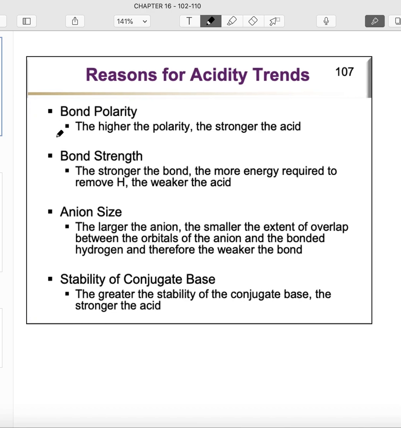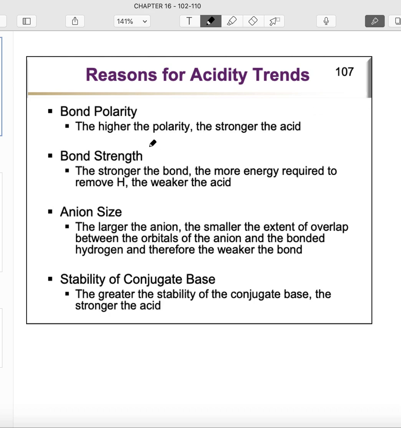From there, we go to what are the reasons for these acidity trends? Well, there's a number of things that play together in order to give us those trends. The first of those is bond polarity. Remember that bond polarity means what is the difference in the electronegativity between the two atoms that are bonded together. The higher that polarity or the higher the difference in the electronegativity, the stronger the acid. And the reason for that is that if you have an atom like an oxygen or a fluorine, which is very electronegative, then it will try to pull electrons toward itself, thereby allowing that hydrogen to be more easily released.